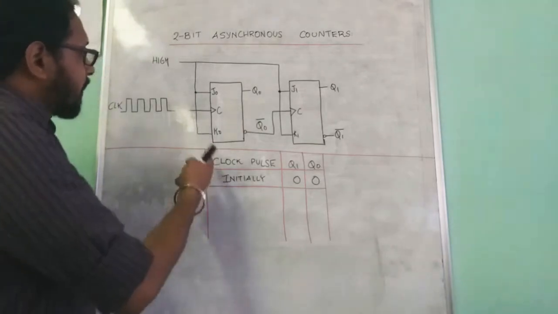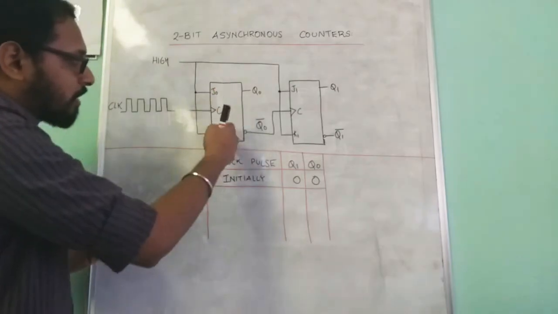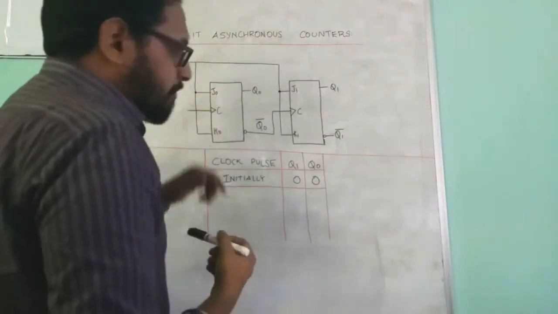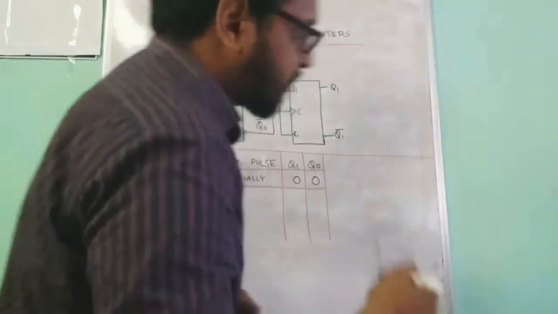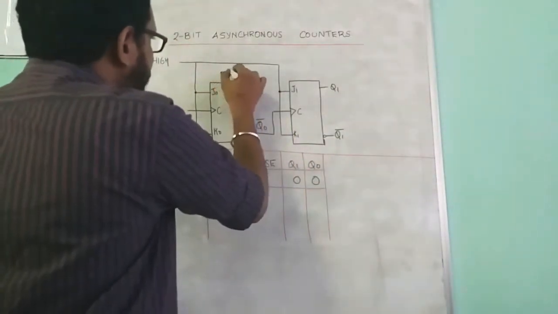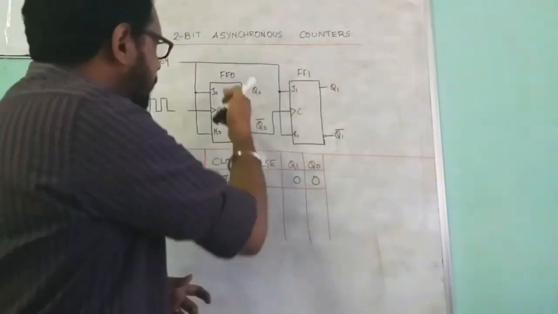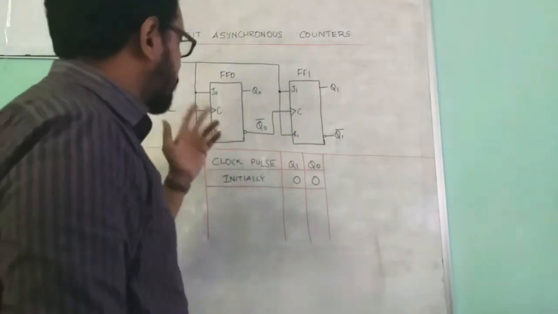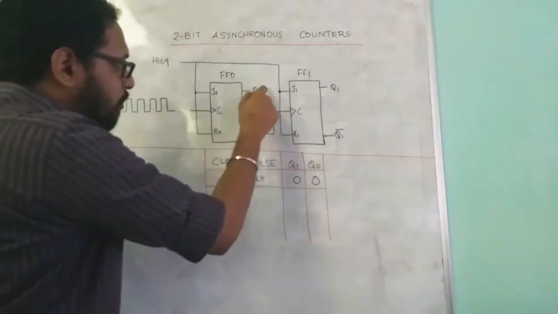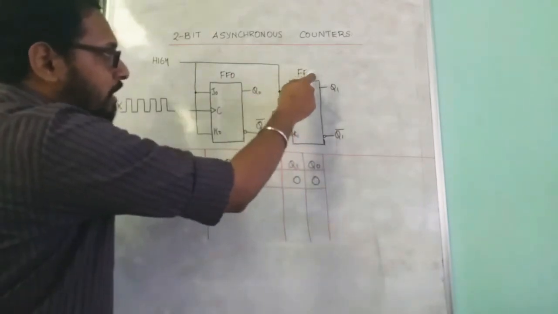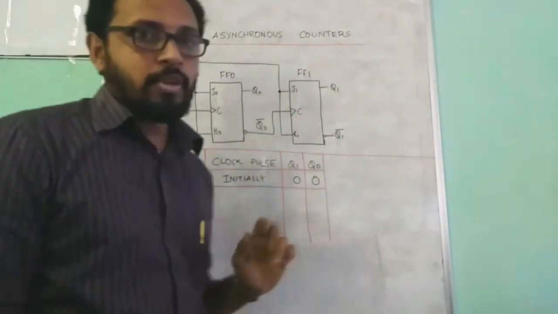What we need to do is draw it. What I did is we have a JK flip flop. That's the first flip flop, FF0, and then FF1. You can mark it as FF1 and FF2 also, no issues. But if your marking is FF0, mark J0 and K0, Q0 and Q0 bar. If you are marking FF1, mark J1, K1, Q1, Q1 bar. That will be easy.